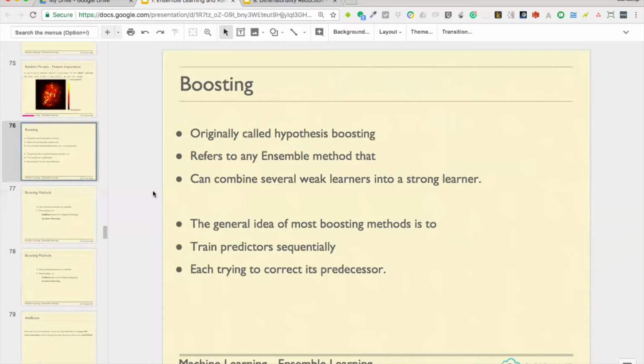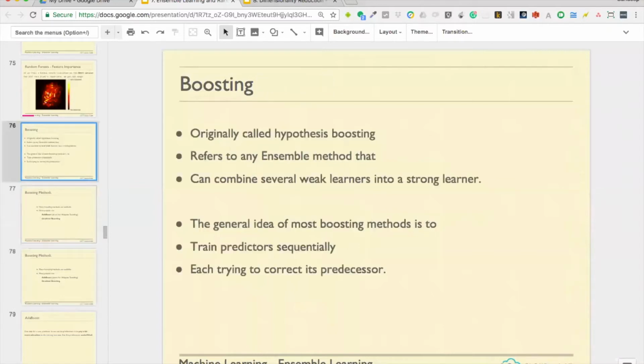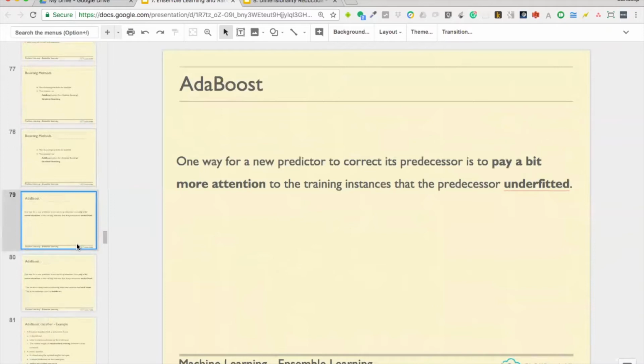Good. So the next thing we are going to discuss is how exactly AdaBoost works. Boosting is about chaining the various predictors. The output of one goes as input to another, and before giving the input, some changes are made. There are two basic methods of boosting. Boosting is the idea whereby the predictions of one are improved by the second one, and it is mostly chaining. One way for a new predictor to correct its predecessor is to pay a bit more attention to the training instances that the predecessor underfitted.